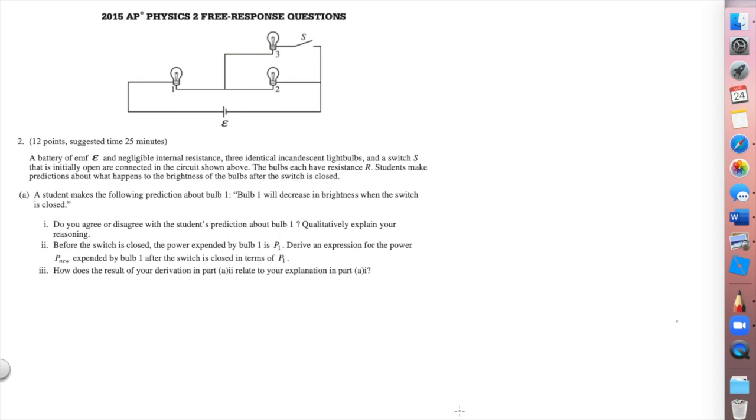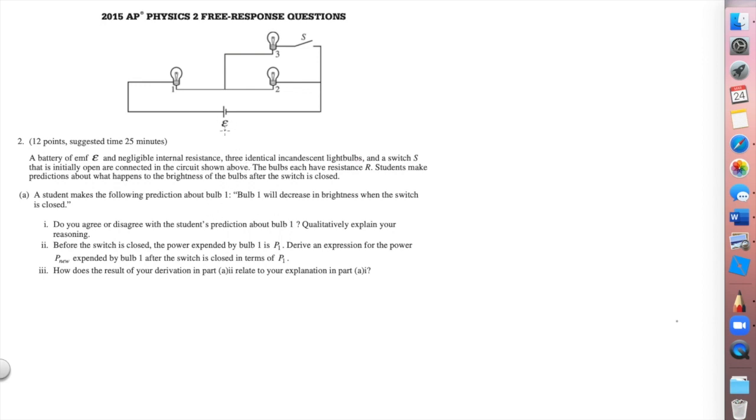2015 exam question number 2. All right, so this is a time-consuming problem. The allotted time here is 25 minutes, and I'm going to try to do it in less than that and explain everything. So let's just jump into it.